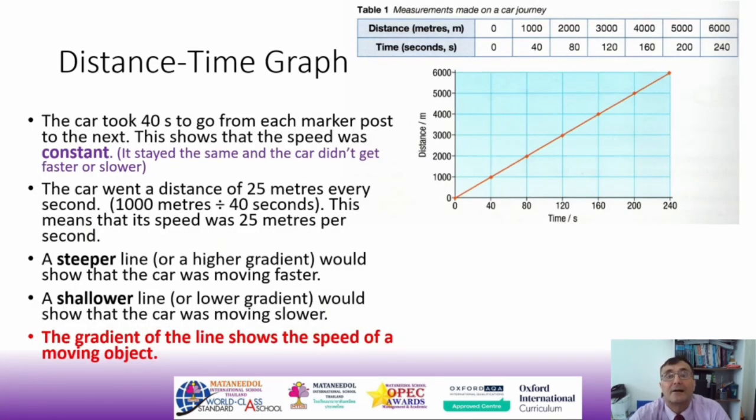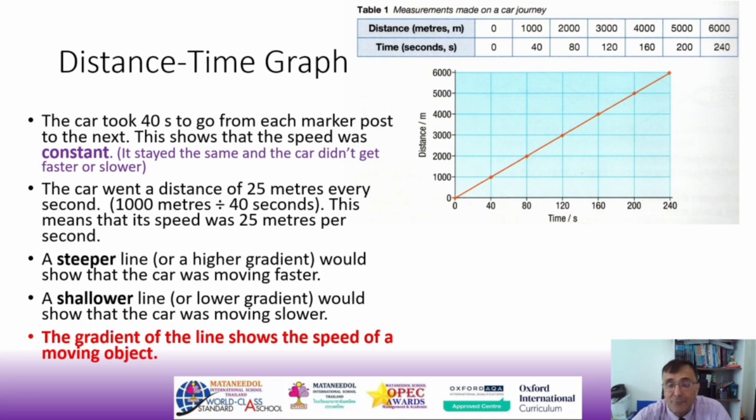So the car took 40 seconds to go from each marker post to the next. This shows us that the speed was constant. So the speed stayed the same, the car didn't get faster, it didn't get slower. The graph shows us that the car went a distance of 25 meters every second. So we pick one point on the graph and we can do 1,000 meters. It took us 40 seconds. So that means that the speed was 25 meters per second.